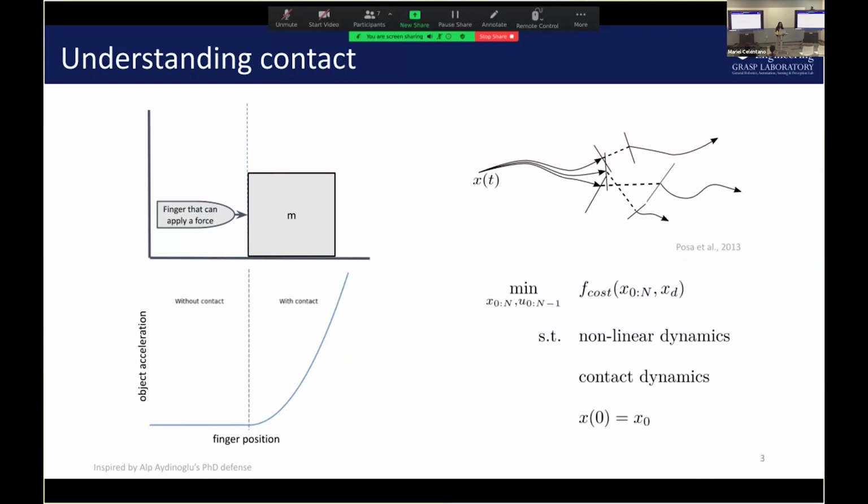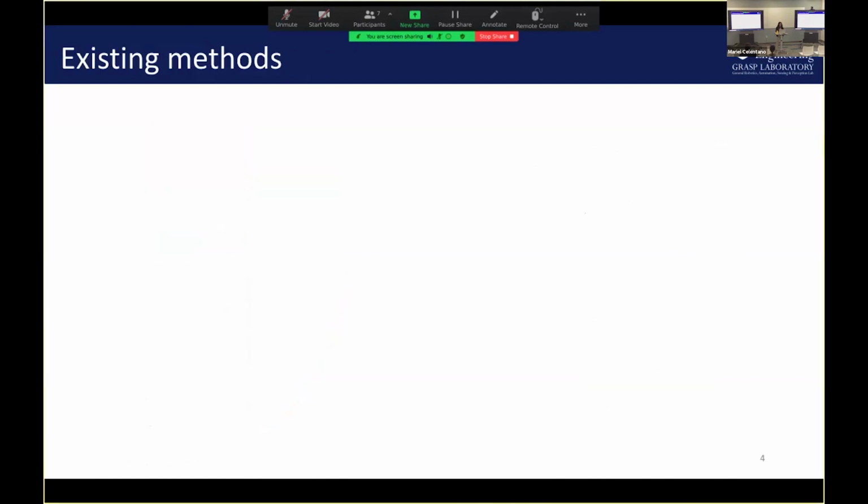Controlling this kind of system is generally posed as an optimal control problem, where given the starting state of the system and a goal state, we can pose this as an optimization problem that is subject to the nonlinear dynamics of the system and the nonlinear contact dynamics. Some existing methods that try to solve this problem include trajectory optimization on a predefined mode sequence. And so let me try and explain what a predefined mode sequence really means here.